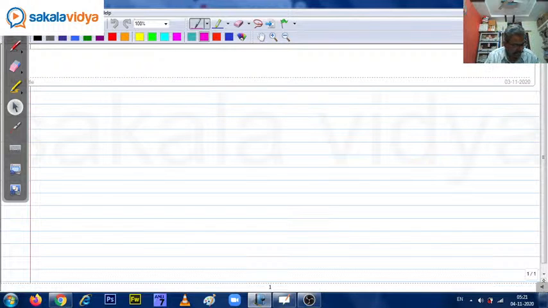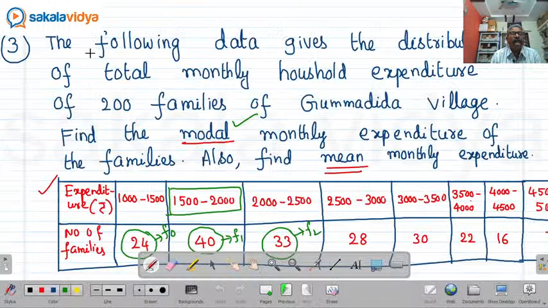In the last session, we have been discussing the problem on mode. This is the third problem. Okay, let us solve that problem now. First, let us complete the solution. You check your solutions. Right, this is the problem.